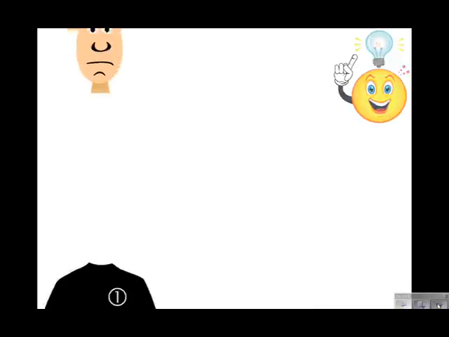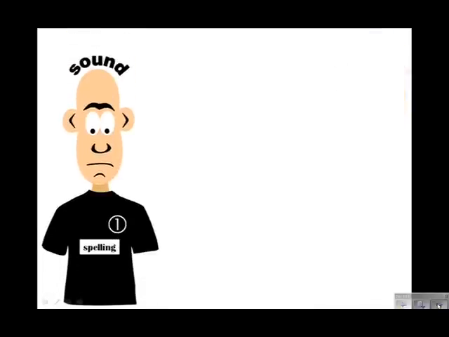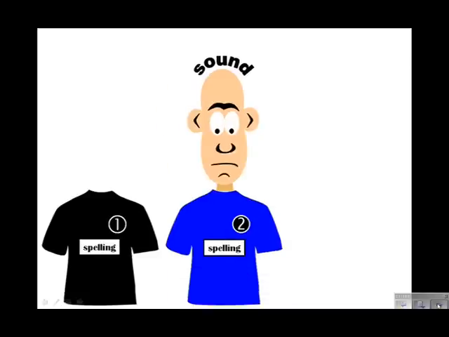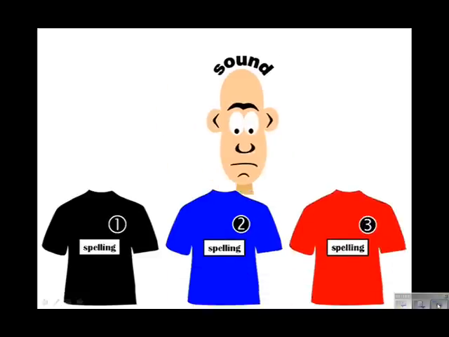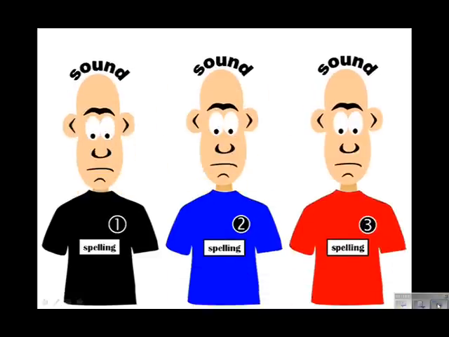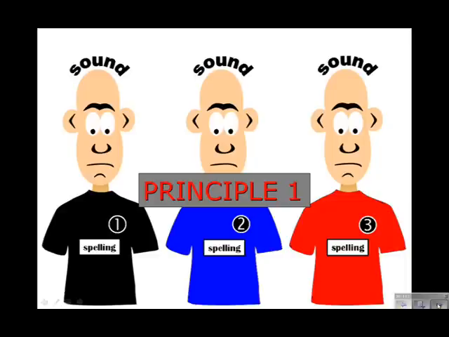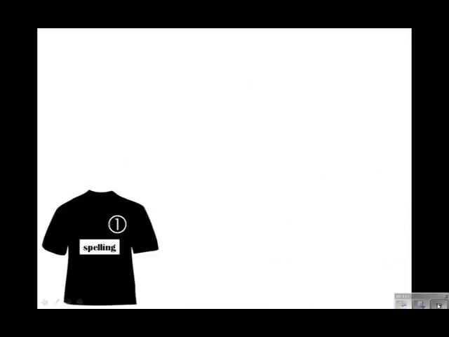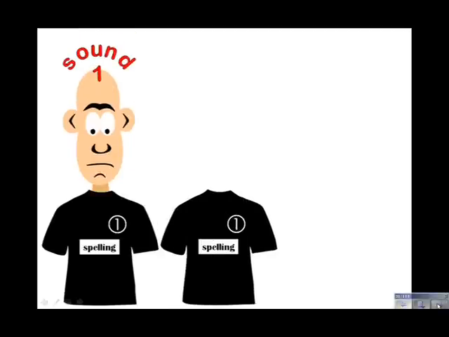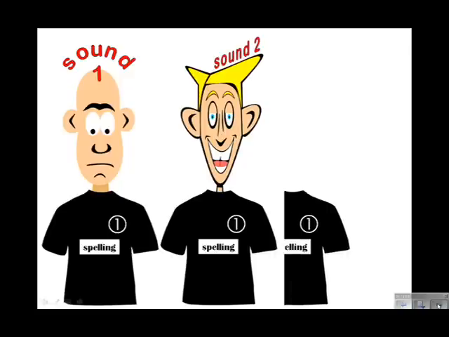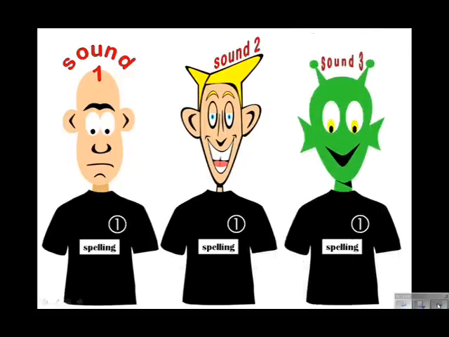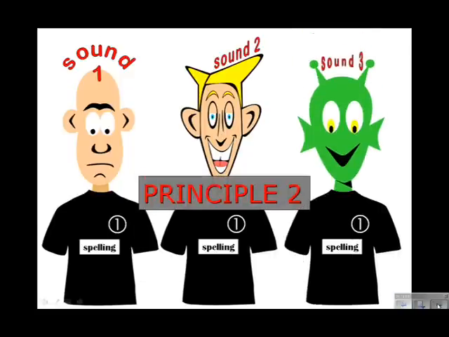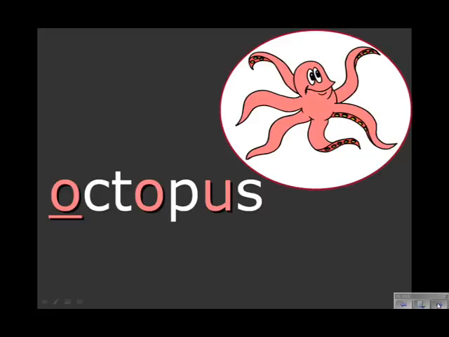Conclusion. One sound may be dressed in one spelling, or a different spelling, or a different spelling. So, one sound can have more than one spelling. But also, one dressing or spelling can have one sound, or a different sound, and another sound. So here we have one spelling for many sounds. And here we have the ultimate example where the 2 principles are combined together in one word, octopus.